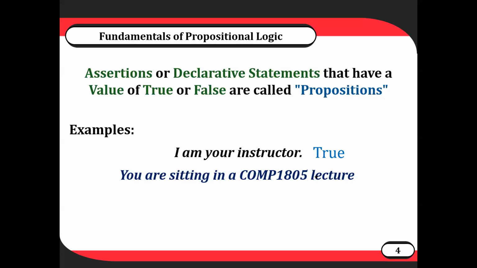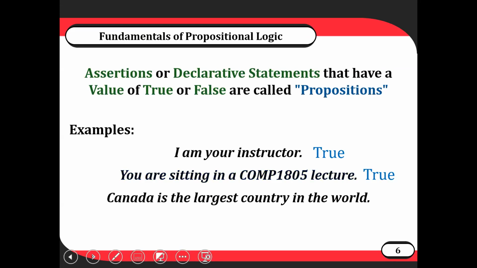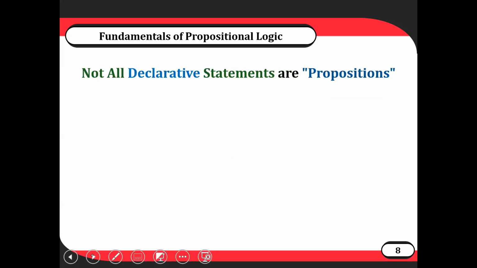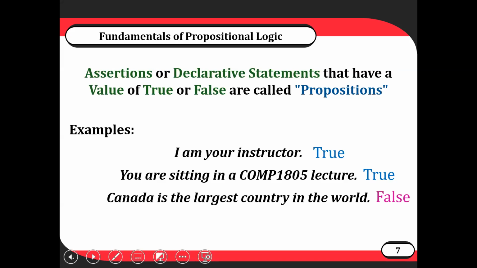You are sitting in the COMP 1805 lecture. Well, it depends on your definition of what it means to be in a COMP 1805 lecture, but well, let's say that that's true. Canada is the largest country in the world. Well, that really depends on the politics of the time. I think that's false. I'm not sure, I don't know if Russia is still a country or what. Depends on the government over there, but generally speaking, I think they have more landmass than we do. So we have all these assertions, and we can associate true or false values with the information that they contain.